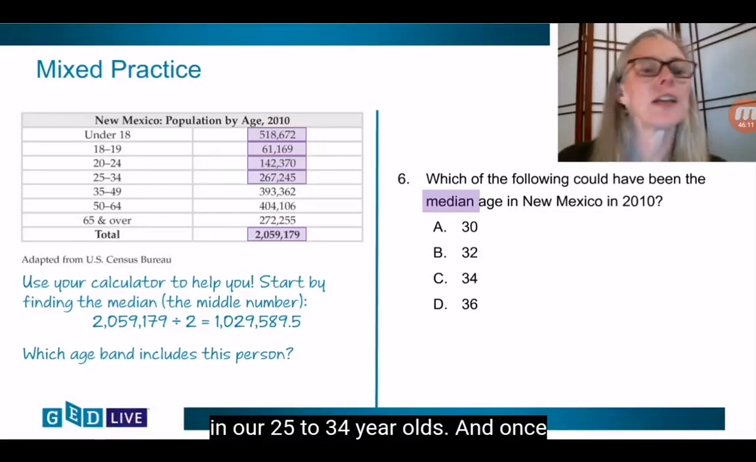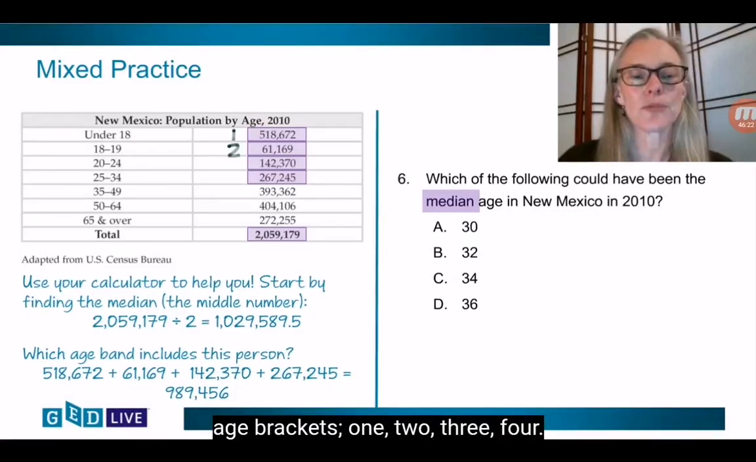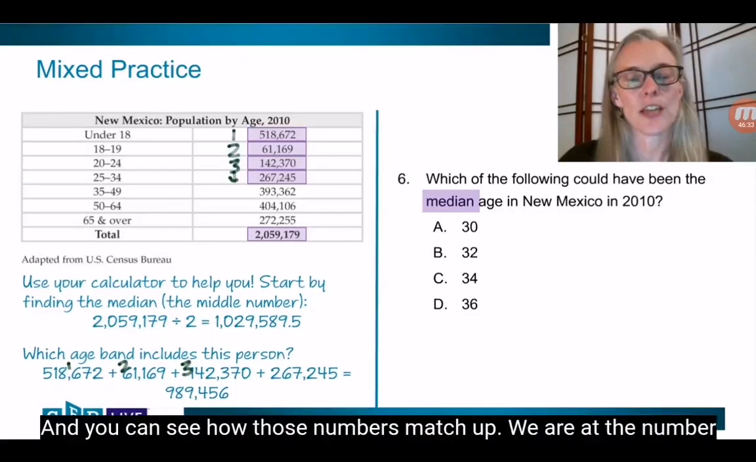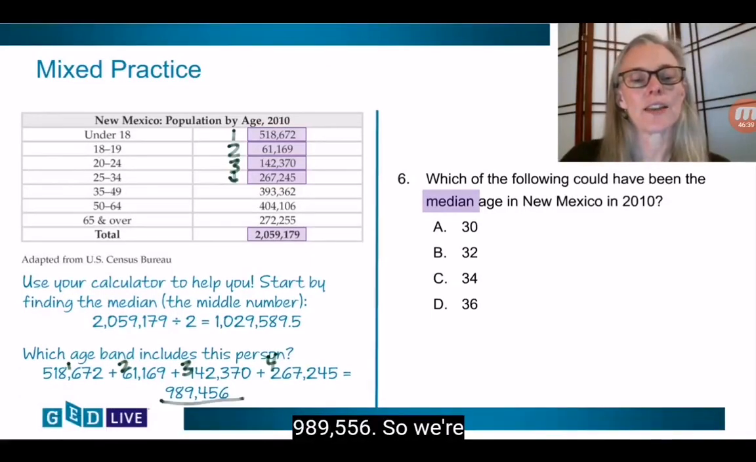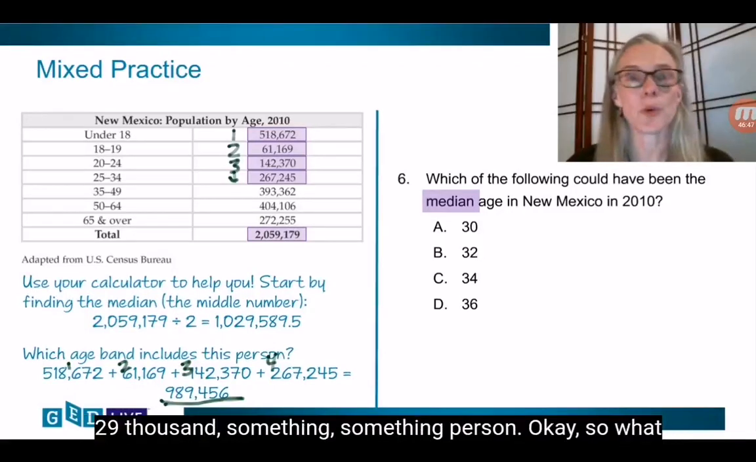So, okay, we're punching in. Let's punch in our 25 to 34-year-olds. And once we add up these first four age brackets, 1, 2, 3, 4, and you can see how those numbers match up, we are at the number 989,556. So we're very close to 1 million. And we're looking for the 1,029,000 something person, right?